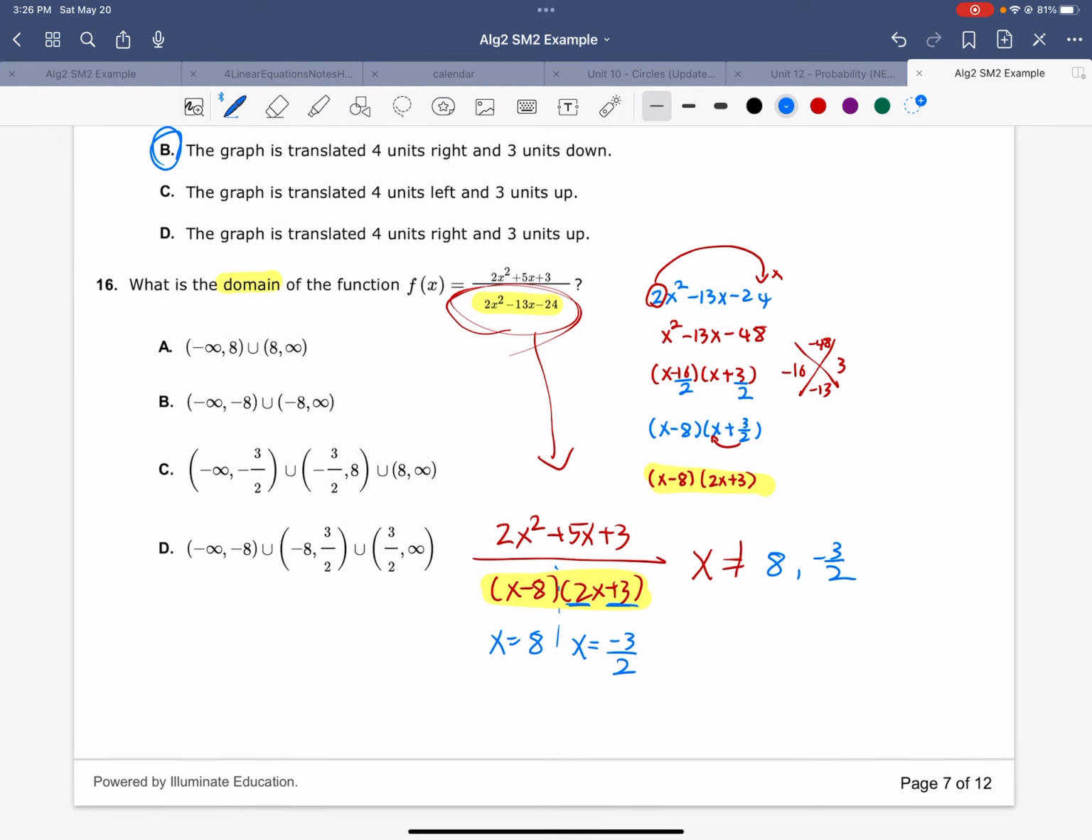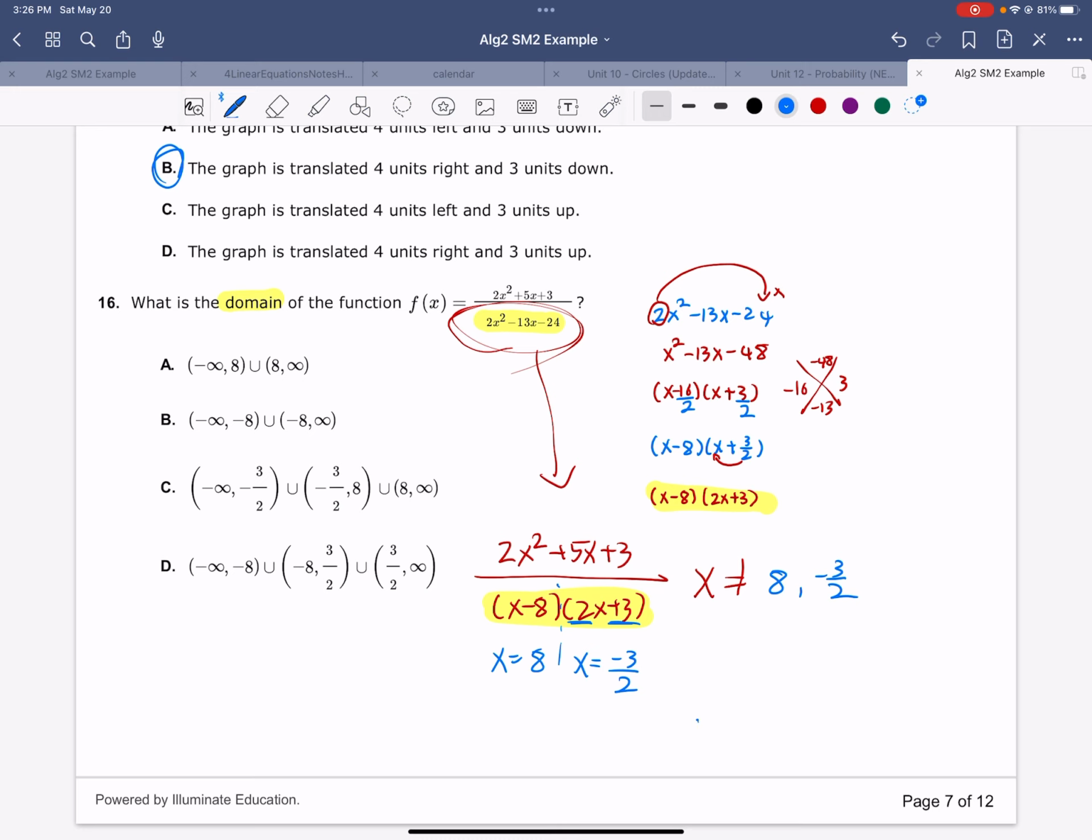So how do you write the domain? Negative infinity to, which one is the smaller number? Negative 3 over 2. Union, negative 3 over 2. The second number is what? 8. Union, 8 to infinity. It's very simple, which is C.